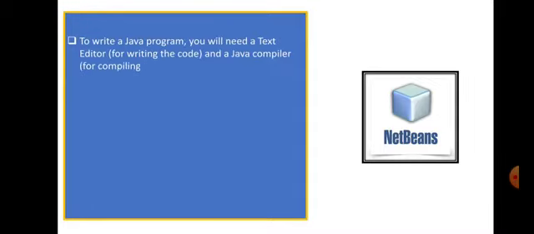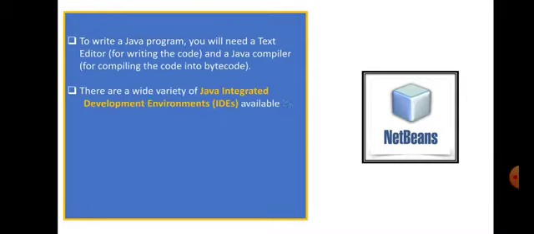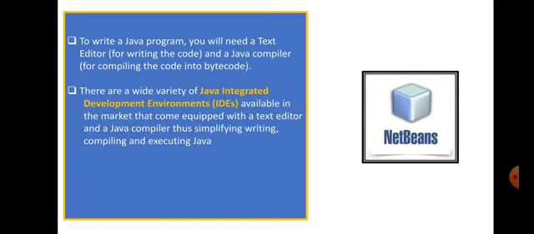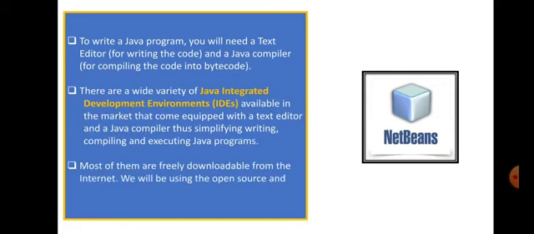Now here this is the NetBeans icon, children. You can see here, to write a Java program you need a text editor for writing the code. In the previous example, I have clearly given you the 5 steps. There, the text editor is only Notepad, and the Java compiler for compiling the code into bytecode. So two things are necessary. One is the text editor, which is to write the code, and the Java compiler to compile the code into bytecode.